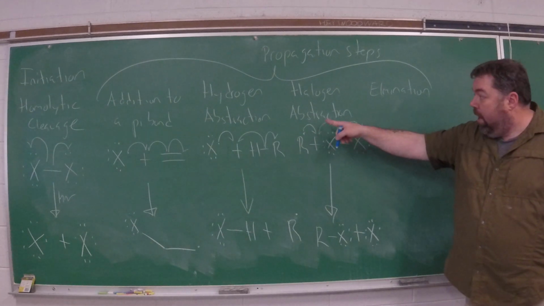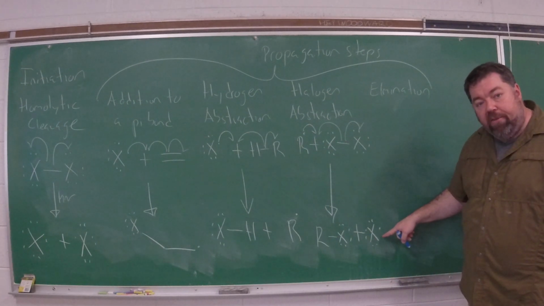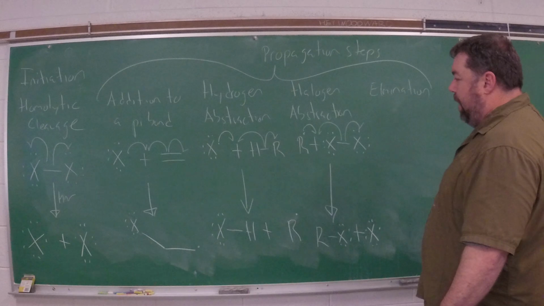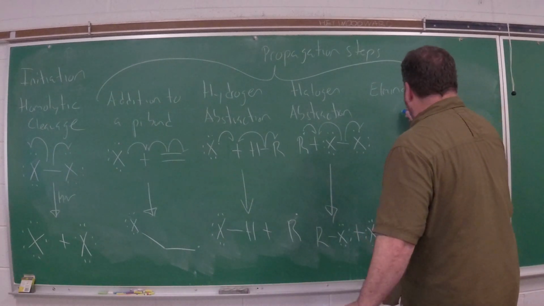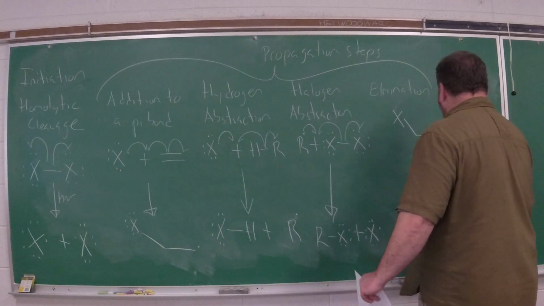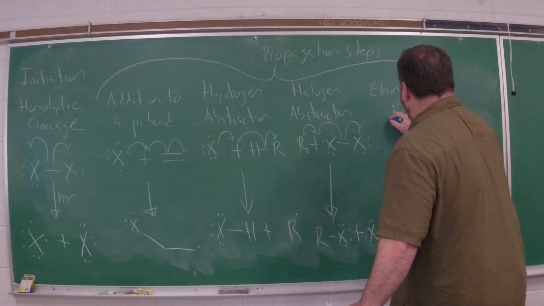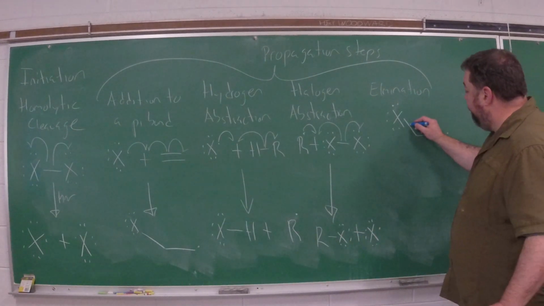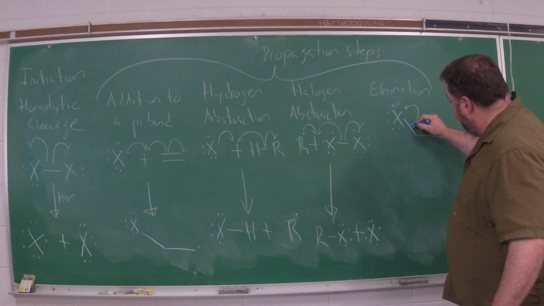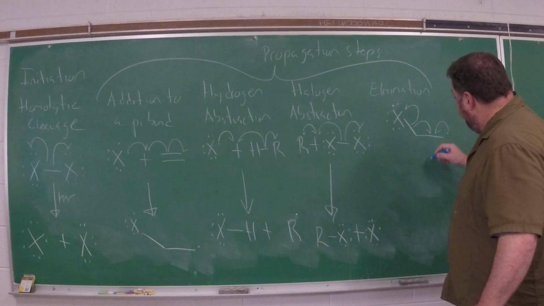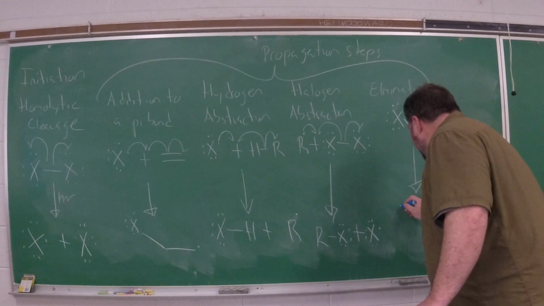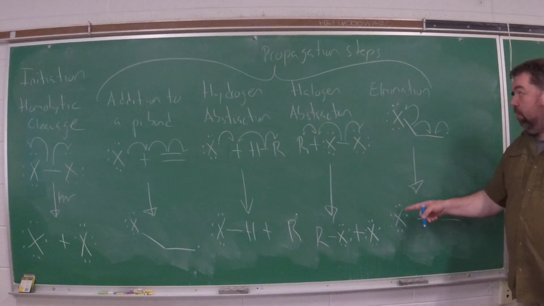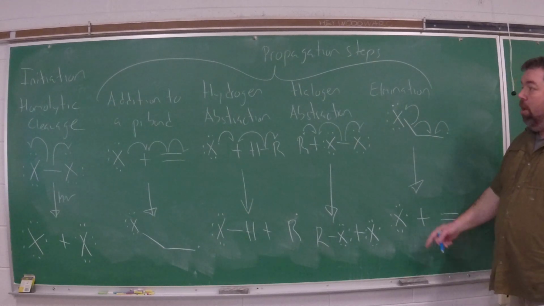Again, free radical, right? Halogen abstraction, we end up with a free radical in the products. Again, propagation. And I'm going to run out of room. Elimination reaction, that was the opposite of addition to a pi bond, right? So here we're going to end up with a free radical. Like so. And elimination. Again, what do we end up with? A free radical. So again, all propagation, okay? All 4 of those steps of propagation.